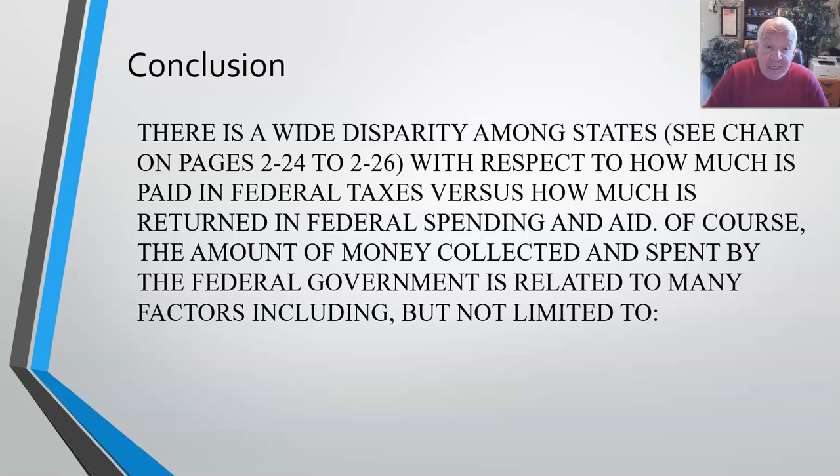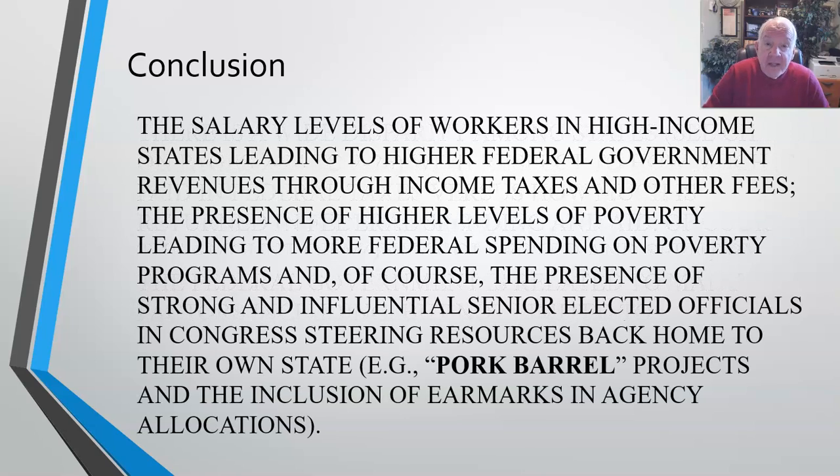Of course, the amount of money collected and spent by the federal government is related to many factors, including, but not limited to, the salary levels of workers in high-income states leading to higher federal government revenues through income taxes and other fees, the presence of higher levels of poverty leading to more federal spending on poverty programs, and of course, the presence of strong and influential senior elected officials in Congress steering resources back home to their own state.